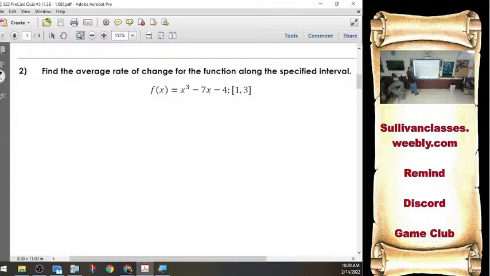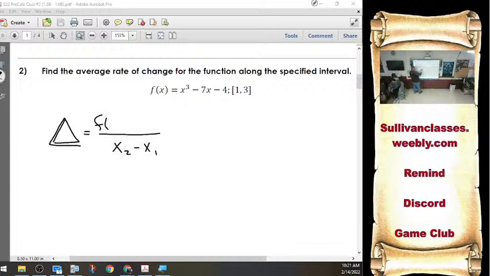Round 2. The change along a specified interval, average rate of change, is effectively slope. We already know the whole x2 minus x1 thing. It's just now we write it a little bit fancier: the function of x sub 2 minus the function of x sub 1. Remember, the function of that value gives me the y that goes with it. F of x is not just a fancy y, but they are referring to the same thing.